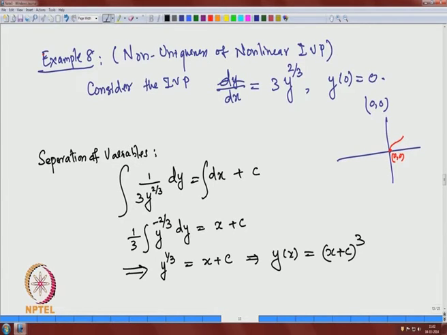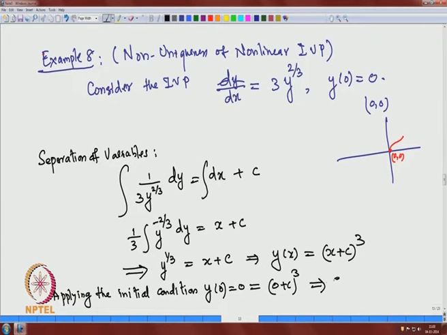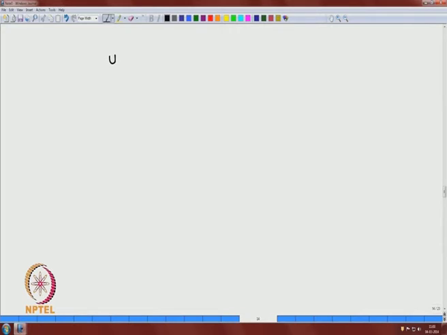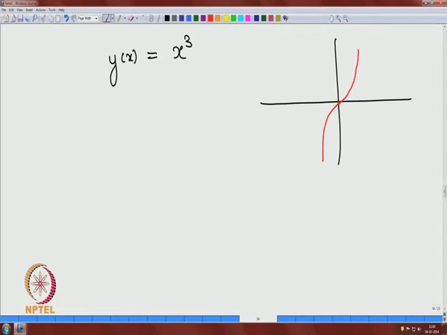And now applying the initial condition, y(0) is 0, which implies that (0 plus c) the whole cube is 0, implying that c itself is 0. So that means we get a solution y(x) is equal to x cube for the initial value problem. So the solution looks like a function y is equal to x cube. So this is a solution.